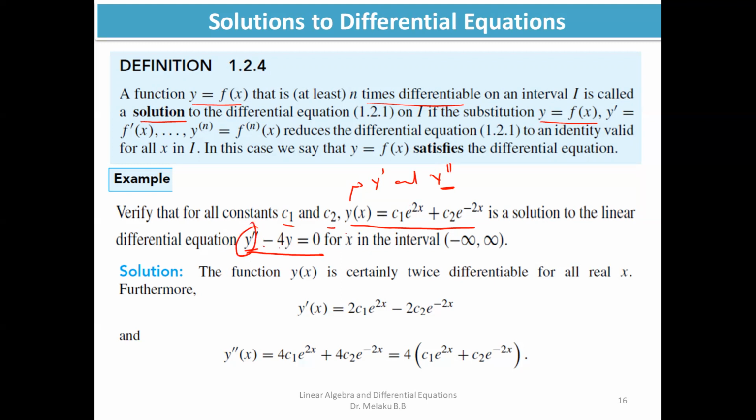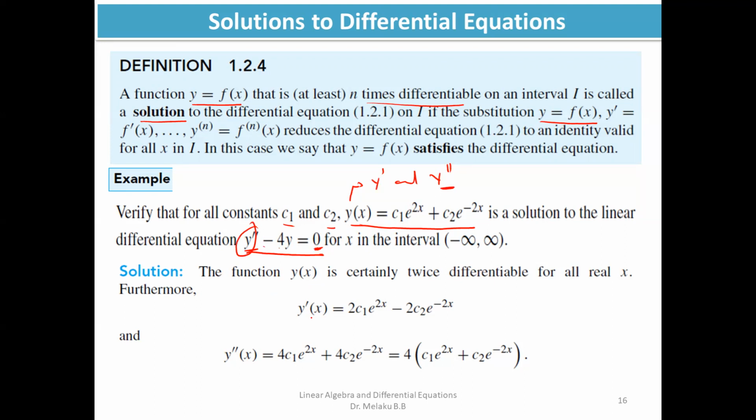Then minus 4 times y, which is already given here. If it gives us 0, which is considered an identity in this case, it means we can say that y is a solution to the linear differential equation. If it doesn't give us 0, this will not be considered a solution.